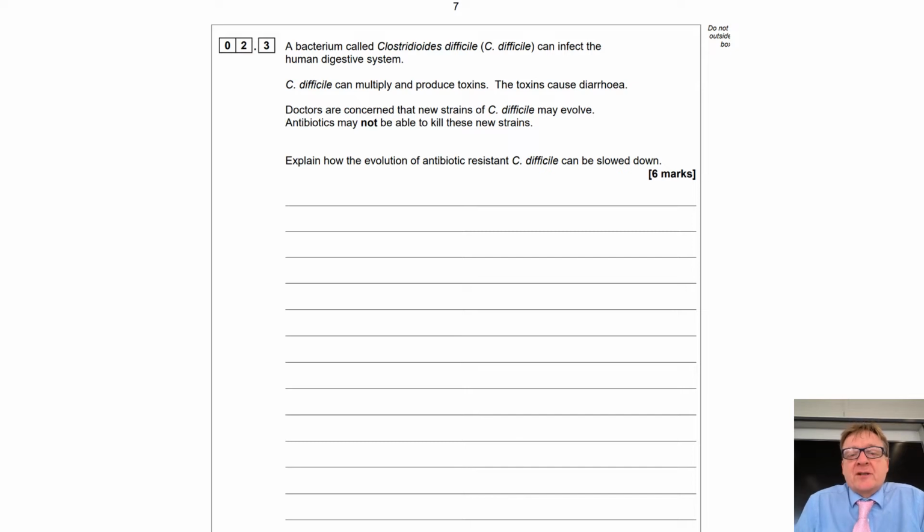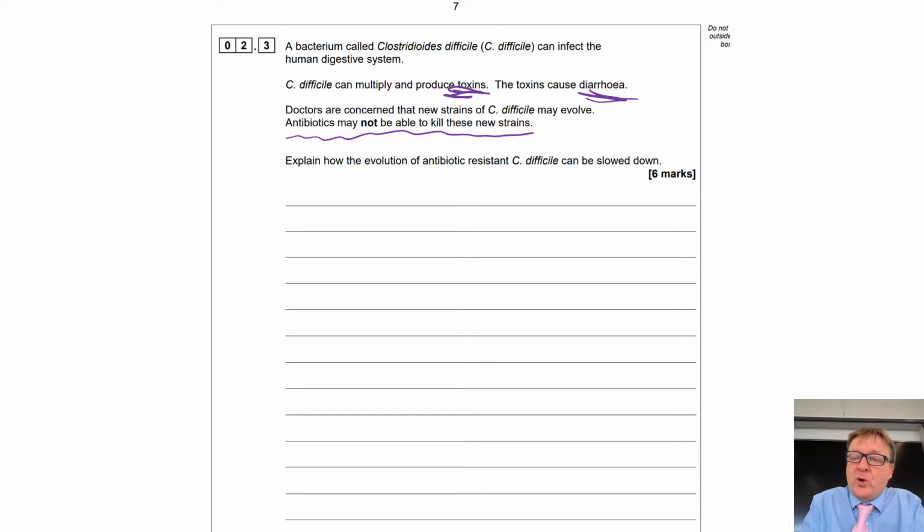2.3. A bacterium called Clostridioides difficile, C. difficile, that'll do, can infect the human digestive system. C. difficile can multiply and produce toxins, poisons. The toxins cause diarrhea. Nice. Doctors are concerned that new strains of C. difficile may evolve. Antibiotics may not be able to kill these new strains. Explain how the evolution of antibiotic-resistant C. difficile can be slowed down.